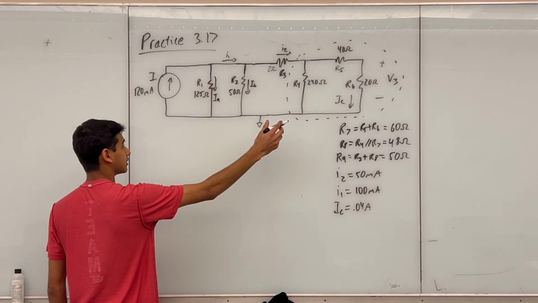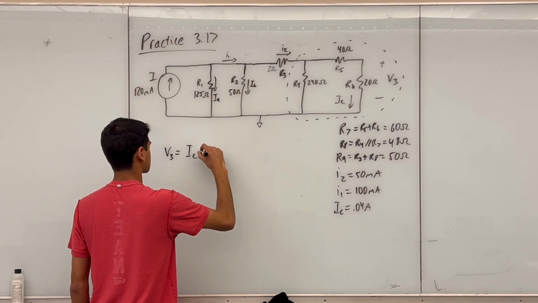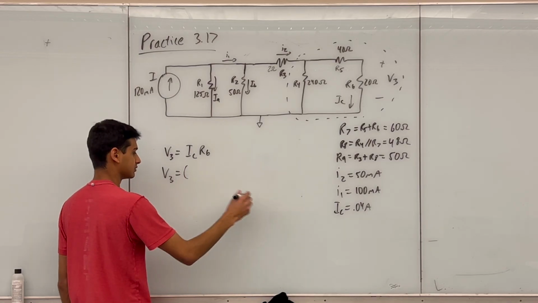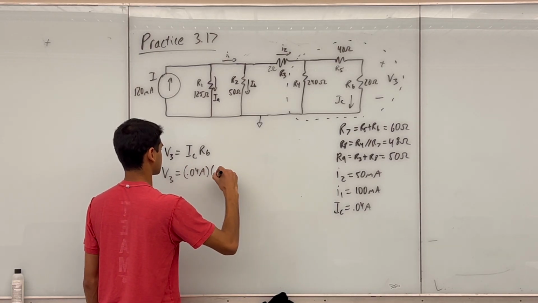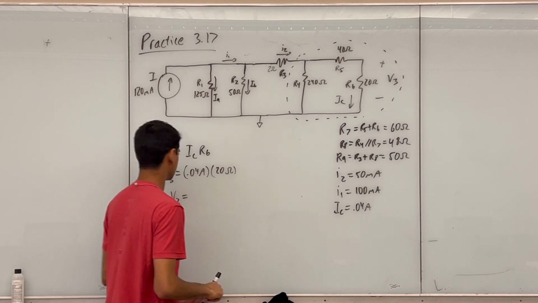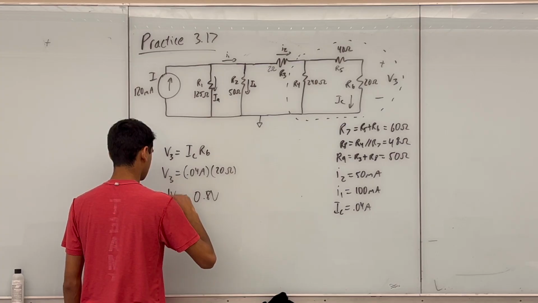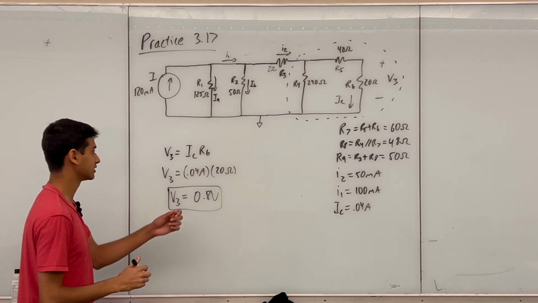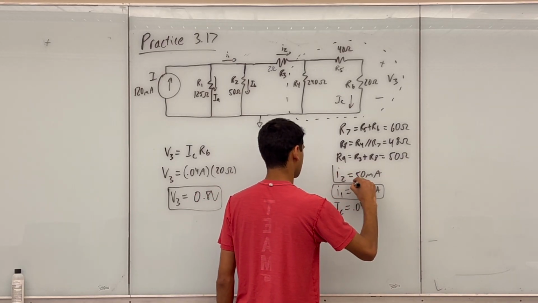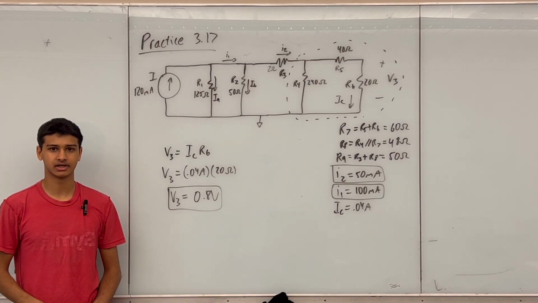So I get that V3, just using Ohm's law, equals IC times R6. And substituting values gives me IC, which is 0.04 amps, times R6, which is 20 ohms. I get that equals 0.8 volts. So I have my answers here. I have that V3 is 0.8 volts, I1 equals 100 milliamps, and I2 equals 50 milliamps. So I hope this video helped, and leave any questions in the comments.